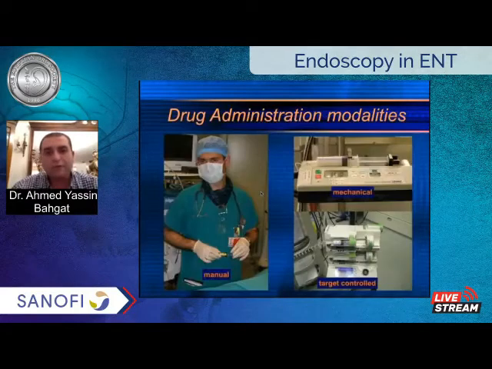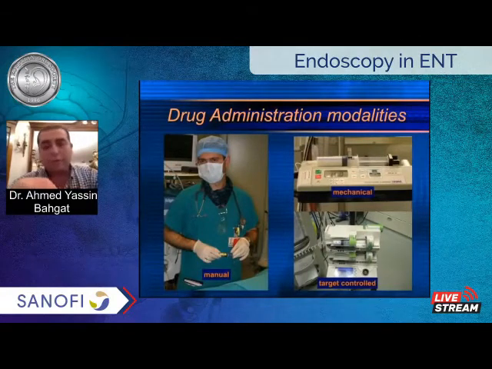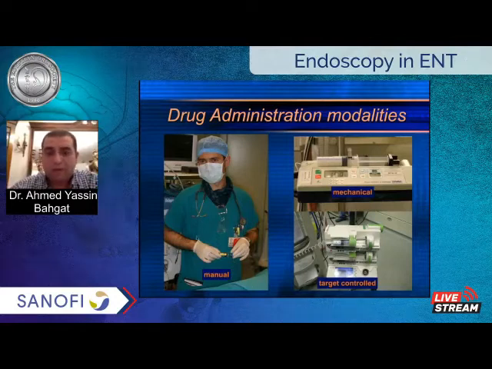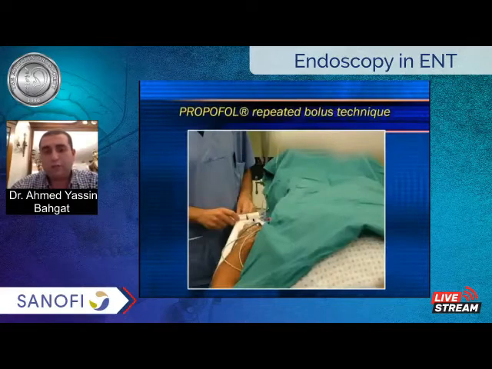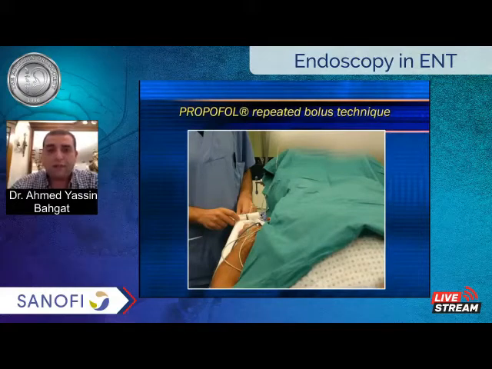And here's how we give the drug. We put the IV cannula in the patient, and we can give the propofol by three methods. Either the manual method, the repeated bolus technique, or mechanical, the syringe pump, or what we call target controlled infusion. This is the repeated bolus technique. We give the patient a repeated bolus of propofol every 20 seconds, to keep the patient deeply sedated.